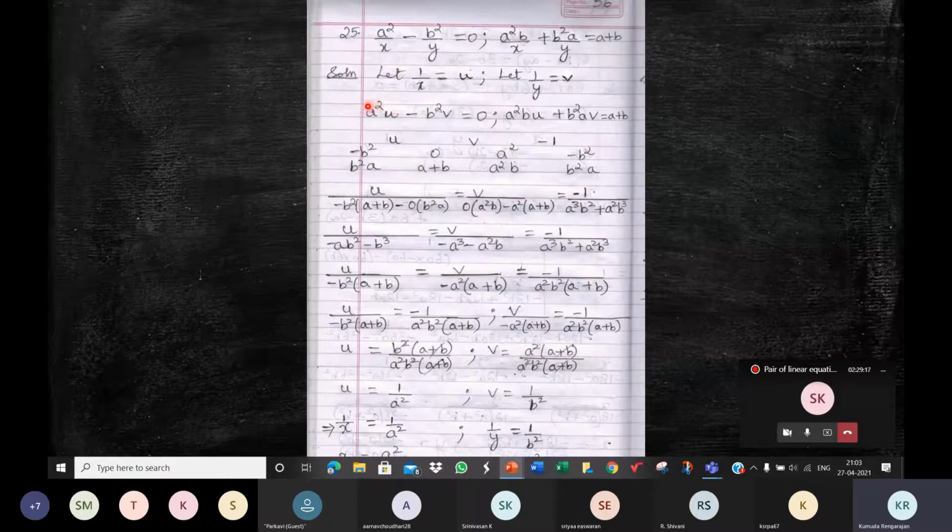Take up this term, a square u. You're looking at everything as variables. Now this polynomial has 4 variables, a, u, b and v. Take up the first term. What's the power of a? 2. What's the power of u? 1. Add the powers. 2 plus 1, 3.